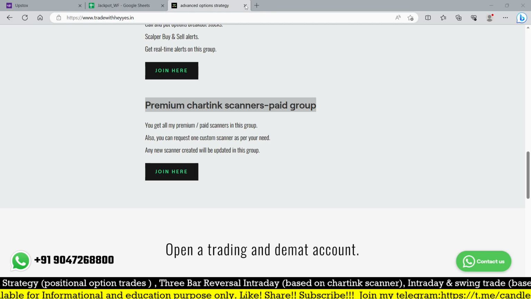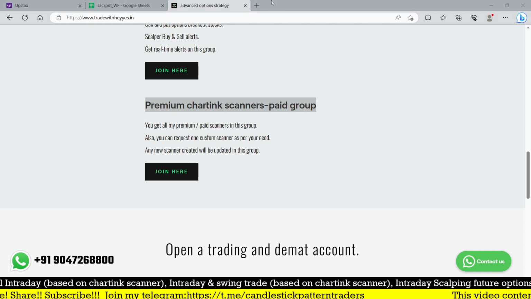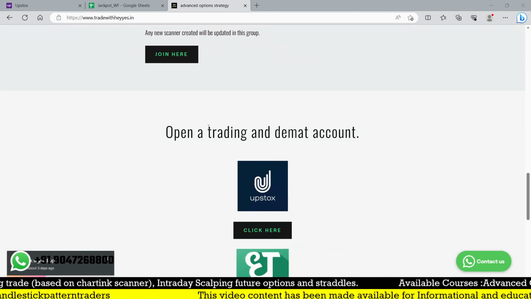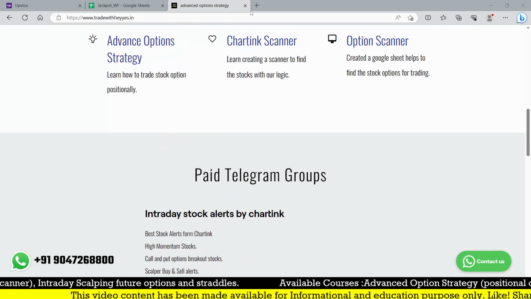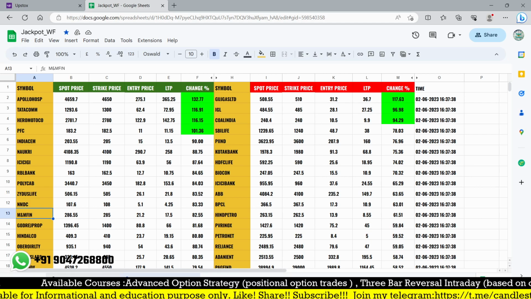Okay, so this is the thing we are going to focus on in detail. And there will also be a Telegram alert group, and if you want more detail, you can get it from my website itself. Even a lot more. So this is the monthly sheet and the weekly positional sheet.